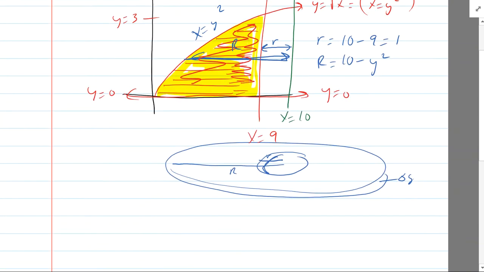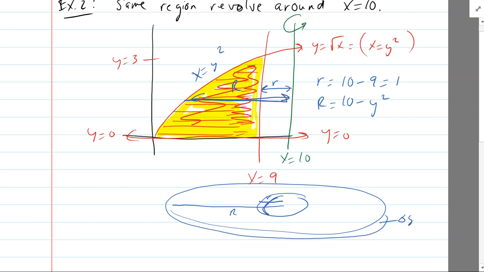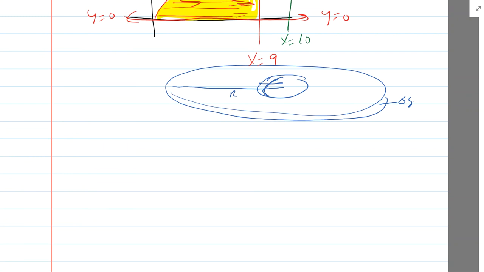Do we have everything we need? Same limits of integration, right? We're still stacking from 0 to 3. Yes? Yeah, we are. Here we go. Let's write the volume. So my volume is equal to pi, because the integral of the outer part is pi r squared, and the inner part is pi r squared. So it's pi times the integral from 0 to 3 of my big R squared, which is 10 minus y squared, squared, minus my little r squared, which is 1 squared, dy. You're going to have to square the binomial.